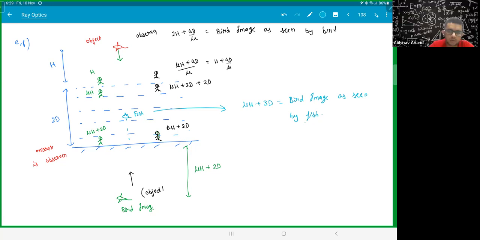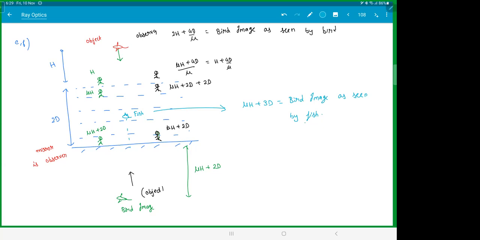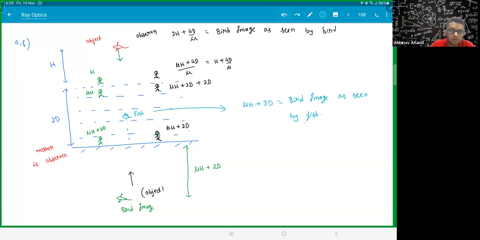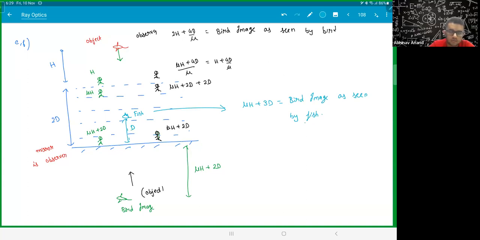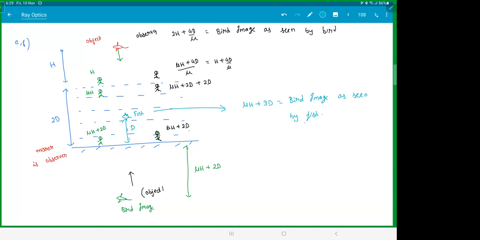Can you explain that part written in light blue color, the bird image as seen by the fish? Oh, fifth question we have. Fish wants to see the bird image. So that will be mu H plus 2D plus D, right? Because this is only D. Fish is in the water, and the bird image is also inside the water. So no problem, directly you can take the difference. Okay.